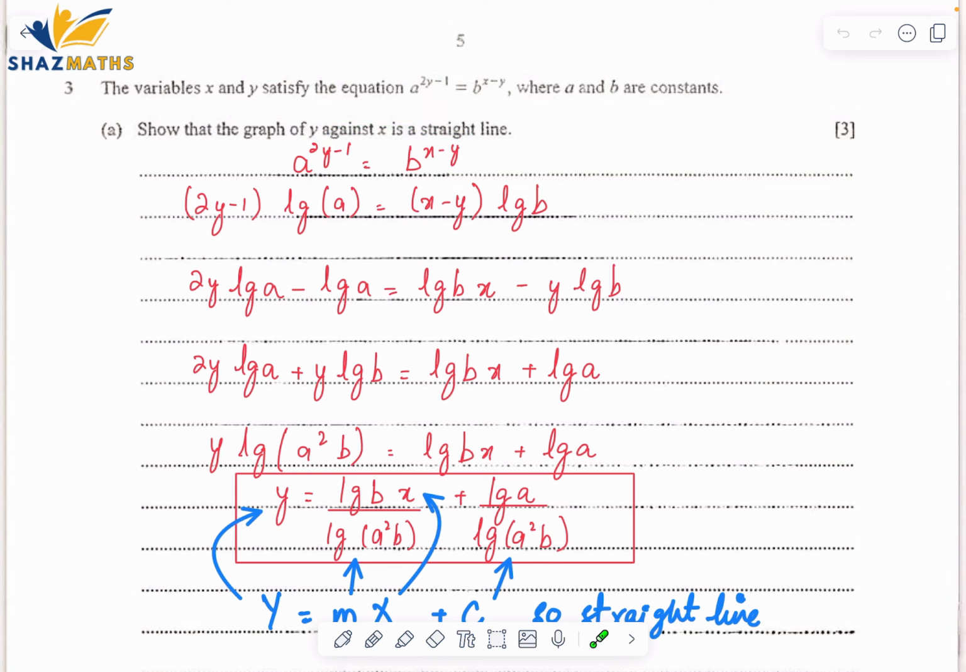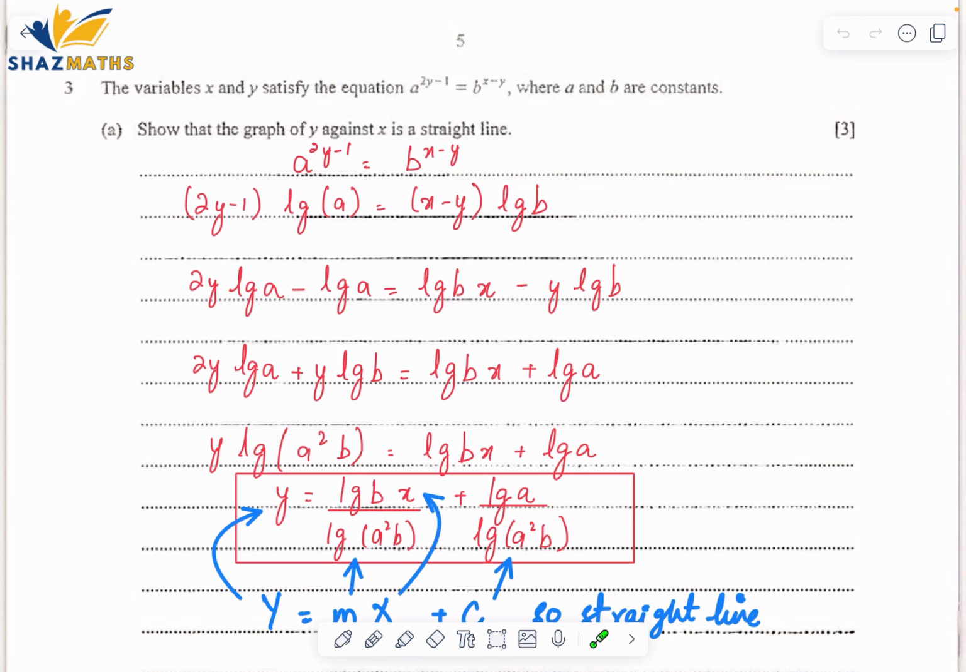In order to bring the powers down, we'll take log on both sides, lg a and lg b, and according to the property of log, the power becomes the coefficient. Now, multiply 2y minus 1 with lg a and lg b with x minus y, and it will be simplified to this. Bring all the terms containing y to one side and take y as common. Because of the positive sign, a square and b will be multiplied.